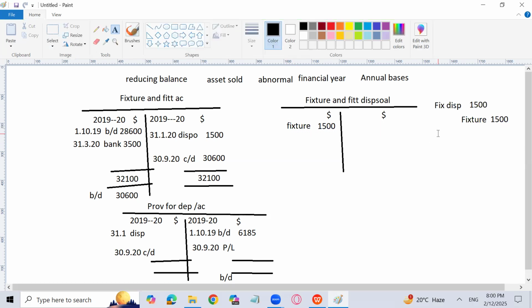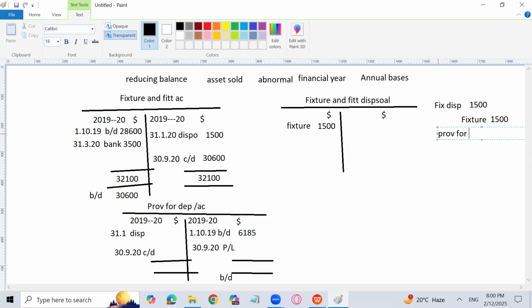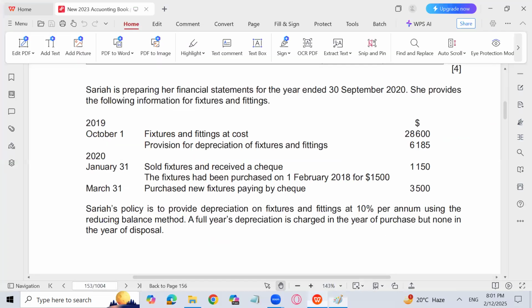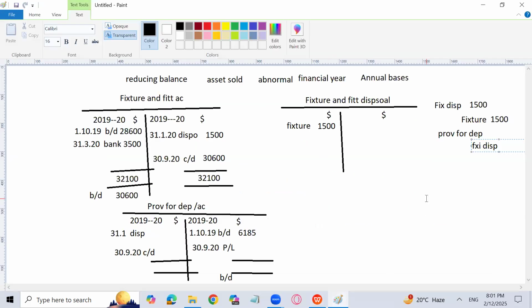Right? Next entry we used to pass is provision for depreciation to fixture disposal account. This entry we will pass with the total depreciation of the asset sold from the date of purchase till the date of sale. Provision for depreciation is a liability account, decrease in liability, debit. Fixture disposal account is going to be credit. But I will pass this entry with the total depreciation on the asset sold from the date of purchase till the date of sale. So let's see. The asset which has been sold, that has been purchased on 1st February 2018 for 1,500. It means that from 1st February 2018, we have used that asset till January 31, and then it has been sold for 1,150. So let's calculate the depreciation on this asset.